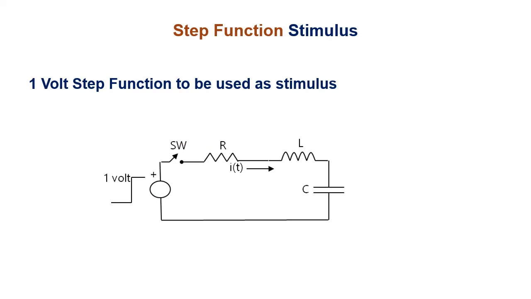So far we have studied the behavior of the circuit with respect to initial charge stored in the capacitor. For this reason no stimulus has been applied. Now let us consider the behavior of the circuit to a step function stimulus of 1 volt. Initial capacitor voltage and inductor current are assumed 0.